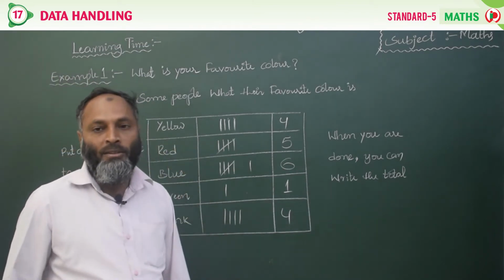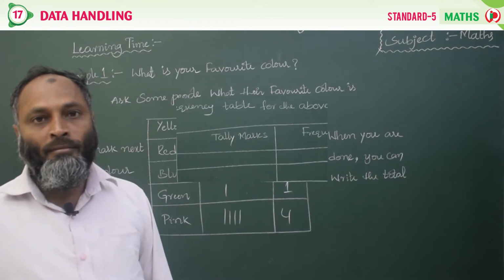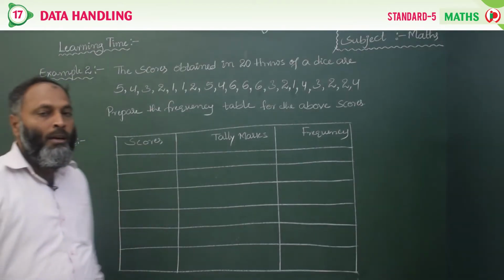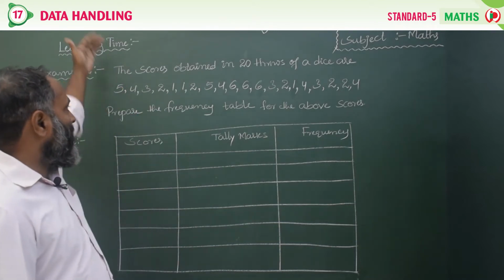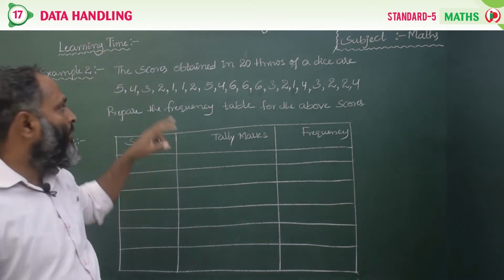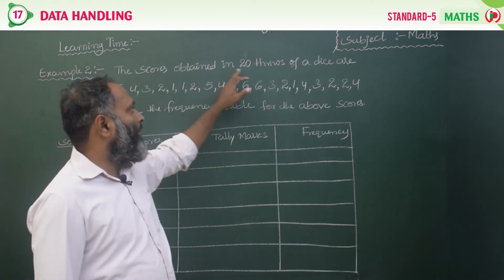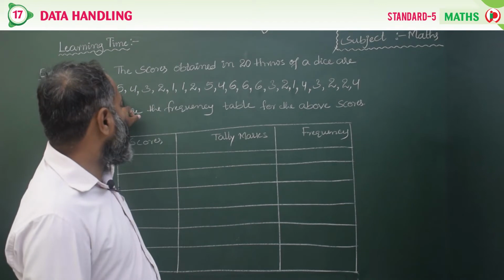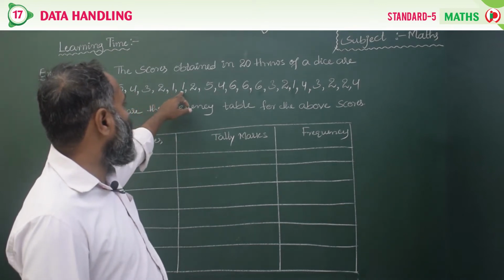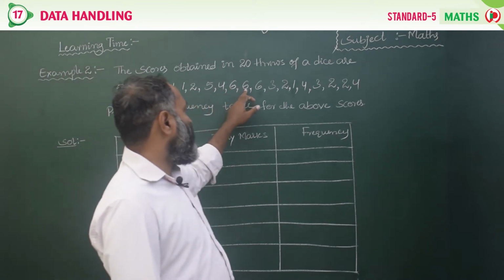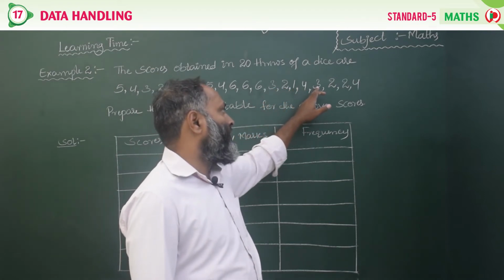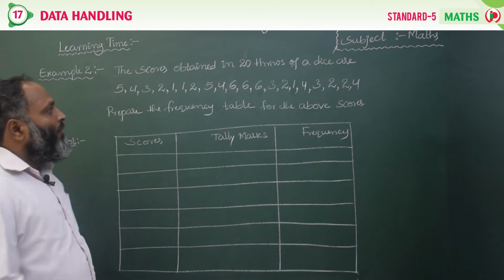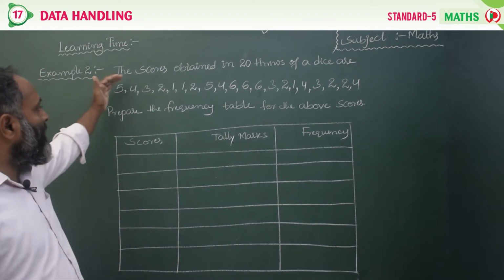Okay, students. Yes, students, see here in Learning Time, the second example. First read the question. The scores obtained in 20 throws of a dice are given: 5, 4, 3, 2, 1, 1, 2, 5, 4, 6, 6, 6, 3, 2, 1, 4, 3, 2, 2, 4. So when the die is thrown, these are the scores.